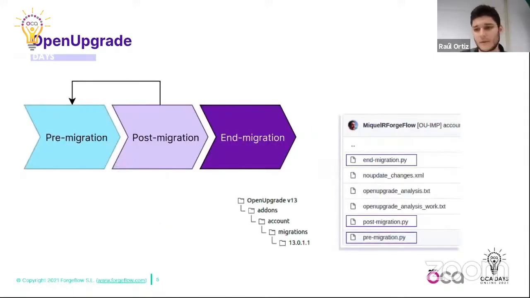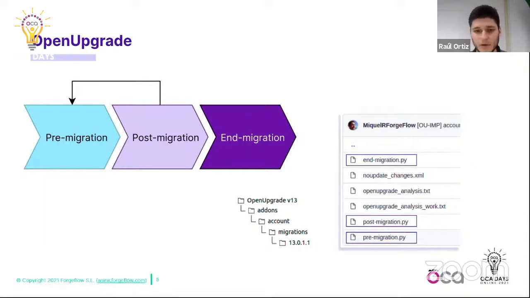So how does Open Upgrade work? Open Upgrade relies on 3 stages: pre-migration, post-migration, and end-migration. Pre-migration makes changes to the data of a module before being loaded in the new version. Post-migration happens in the module; it makes the modifications to the data once it's loaded on the new version. And this is repeated for all the modules. Once all the modules are loaded to the database, then the end migration will happen for each one of them.